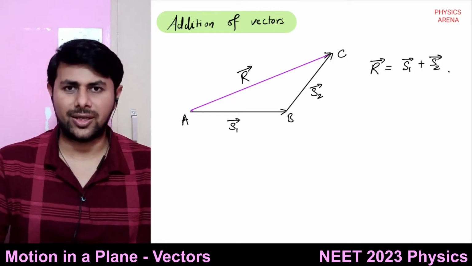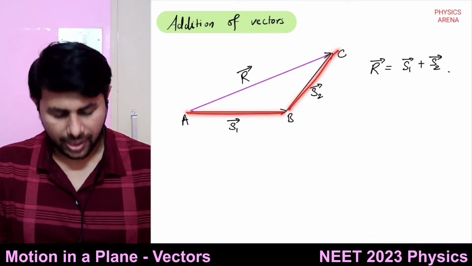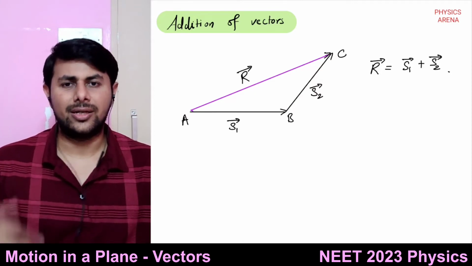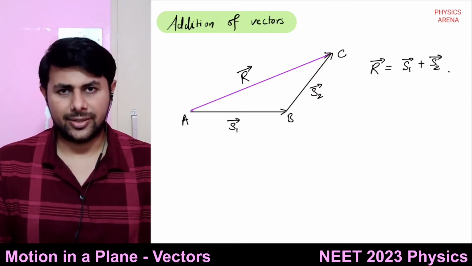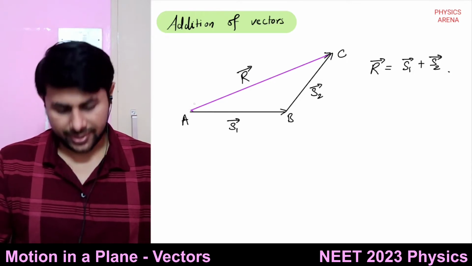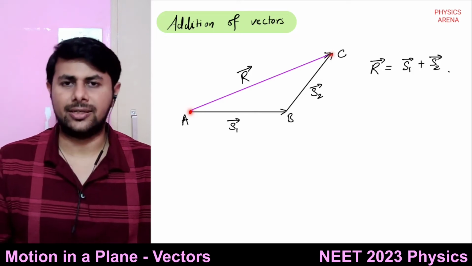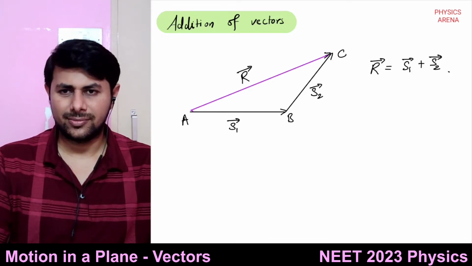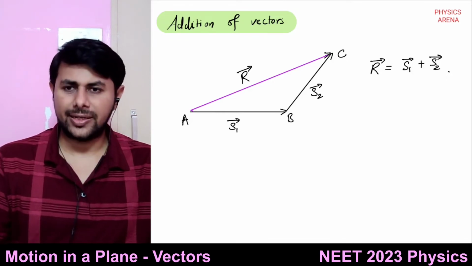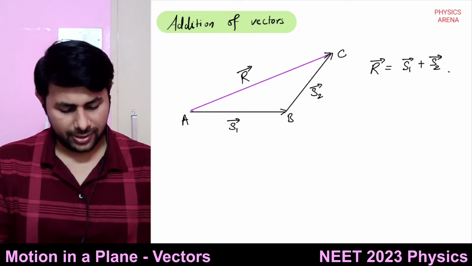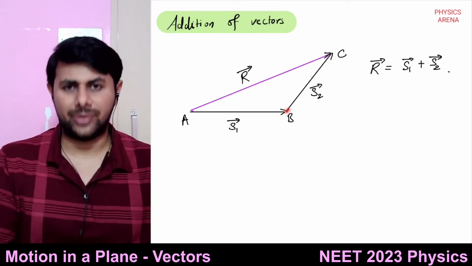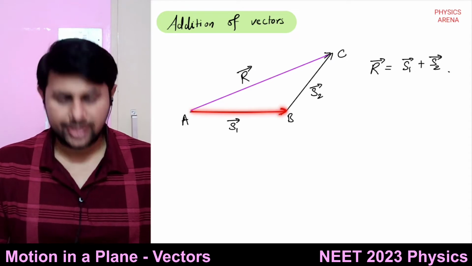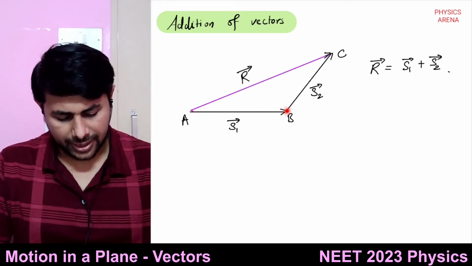Okay, and what does the law say? If two vectors are represented by two sides of a triangle taken in an order, then the resultant is represented by the third side of the triangle, and that resultant starts at the start point of the first vector and it ends at the end point of the second vector. Okay, so it is simple. Yes, sir. So what does taken in an order mean? Taken in an order means the second vector will start at the end point of the first vector.